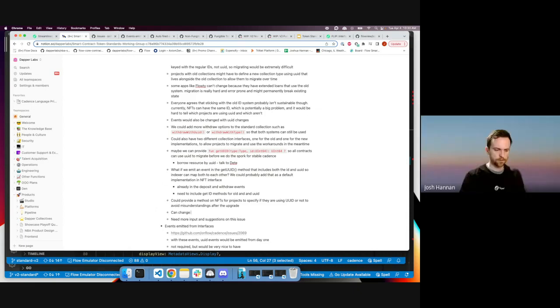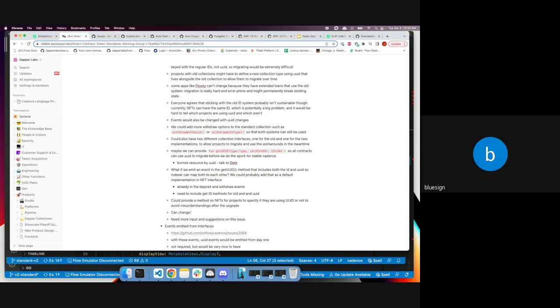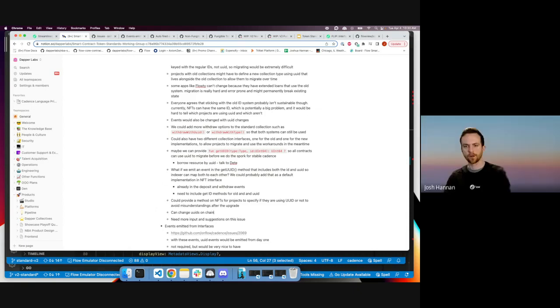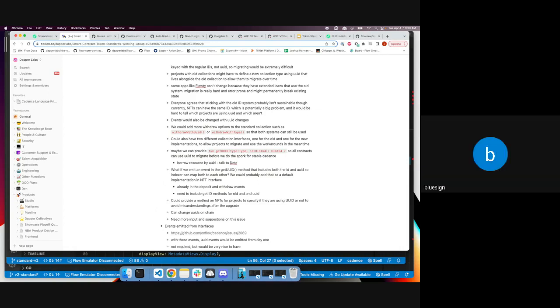So you're saying we would make a function like this, for example, TopShot start UDID plus ID. Okay, so you're suggesting to actually change what NFT resources' UUIDs are on chain to be namespaced by type? Yeah, something like this.